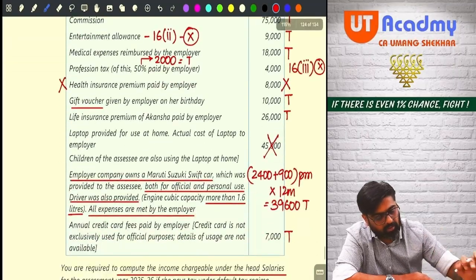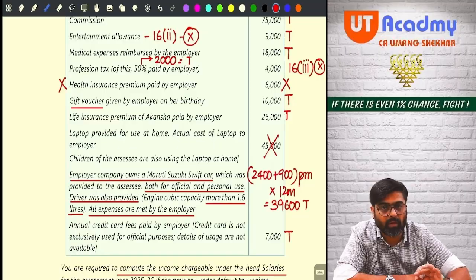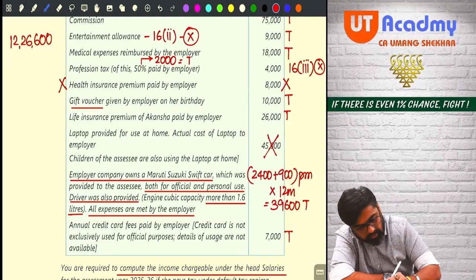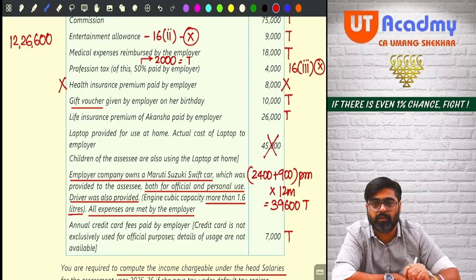No need to do anything with 45,000. Now you will have to add 39,600. And last you will have to add 7,000. On your calculator, you are going to get 12,26,600. Are you getting that amount? 12,26,600, my dear friends, is your gross taxable salary.